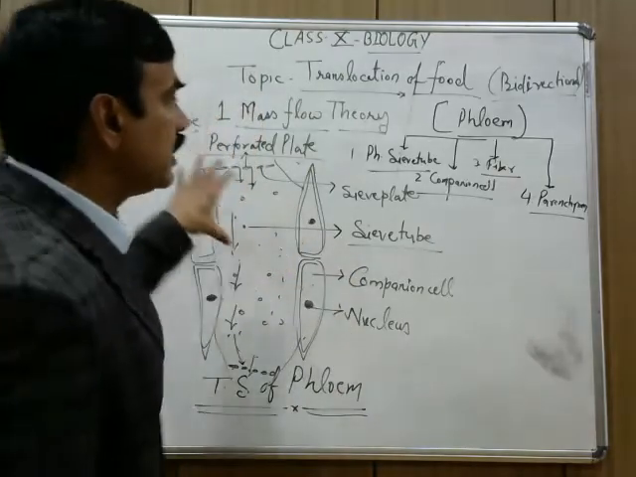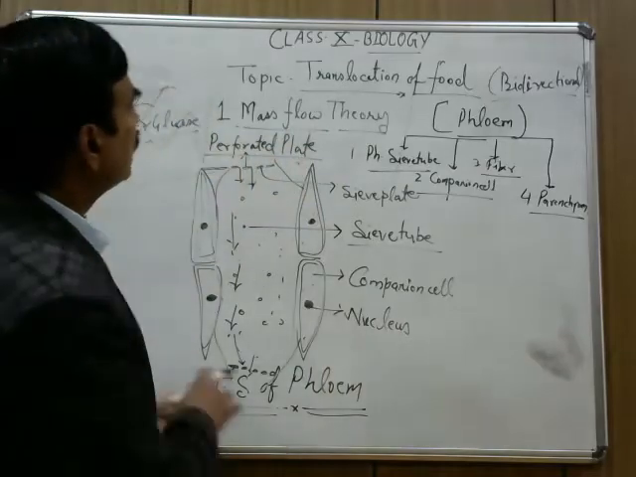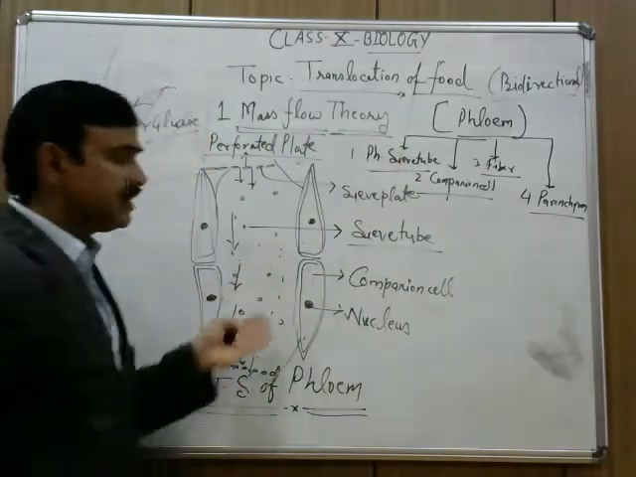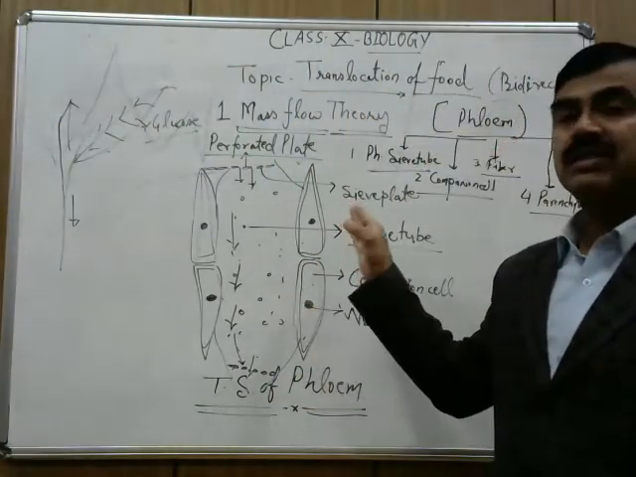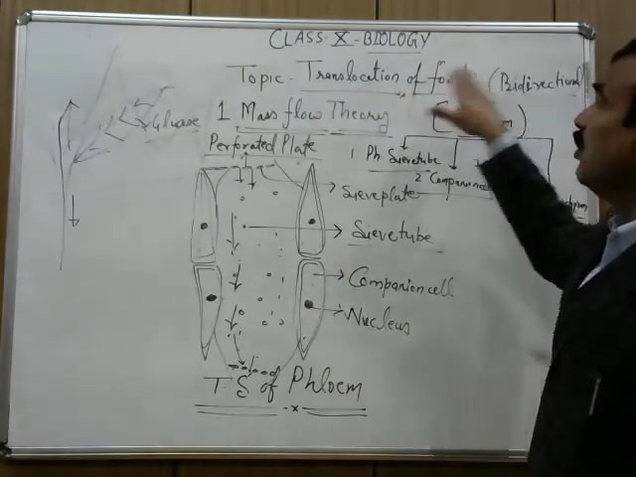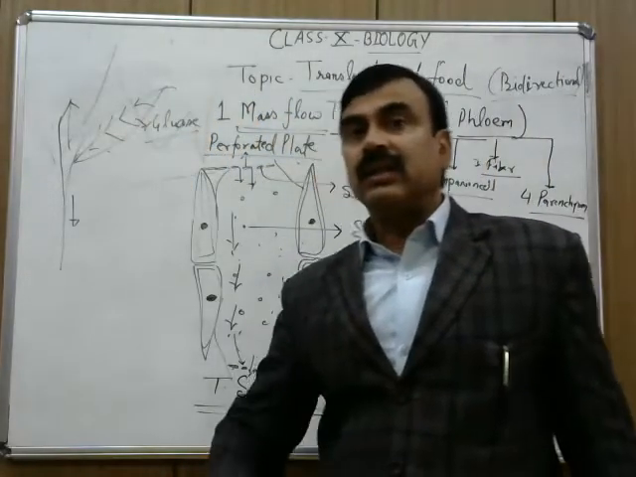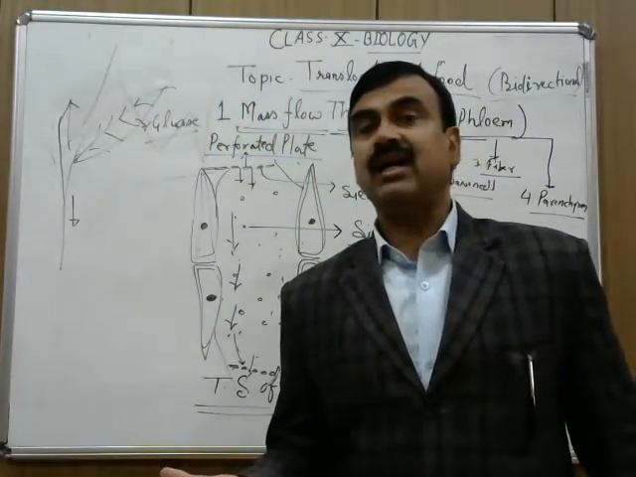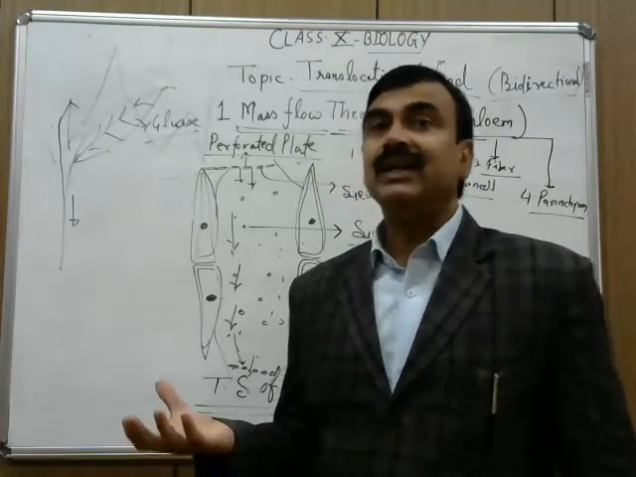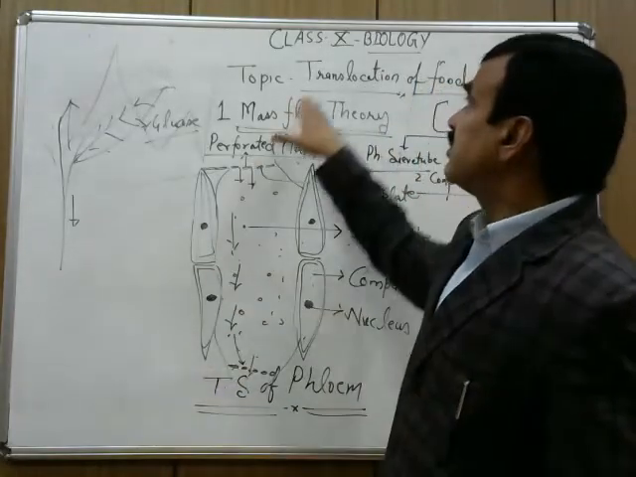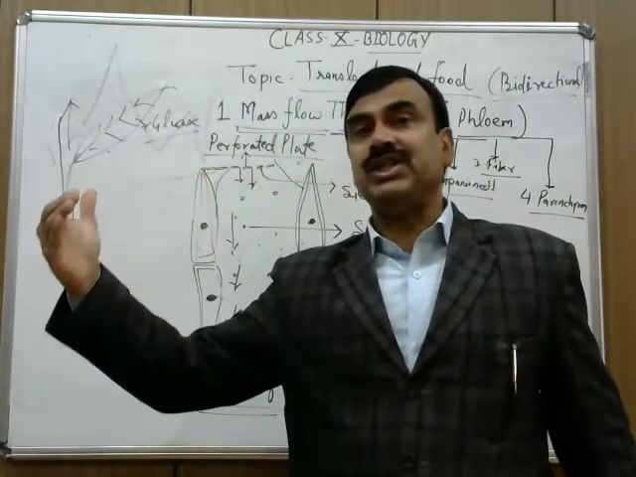But on the other hand, the translocation of food is comparatively easier through the mass flow theory, and through this diagram you can easily explain the translocation of food. Why is this term used? Translocation? Because the solute substances are going to be transported from one place to another place. That is why the transfer of food means translocation. The location of the food is going to be changed.